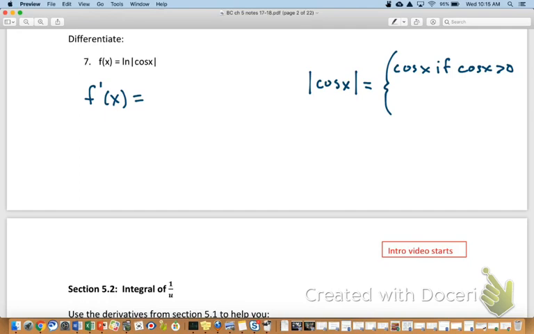Okay, so then we also have to acknowledge this could be true as well, that the absolute value of cosine of x could be negative cosine of x. Under what condition? Not if cosine is positive, it's if it's less than 0. Cosine's negative. That's right. Because if cosine of x is negative, to make it positive, you take the negative of it, getting negative, negative, therefore positive.